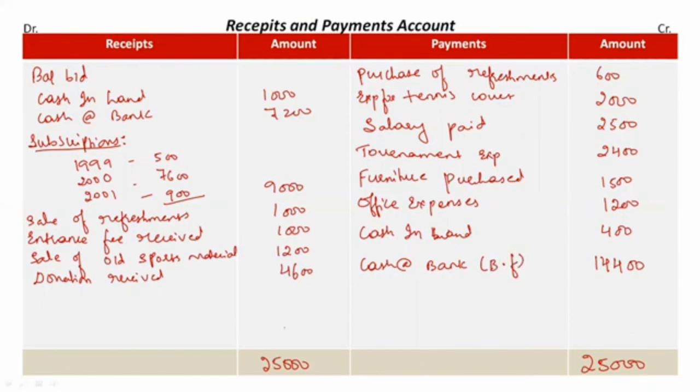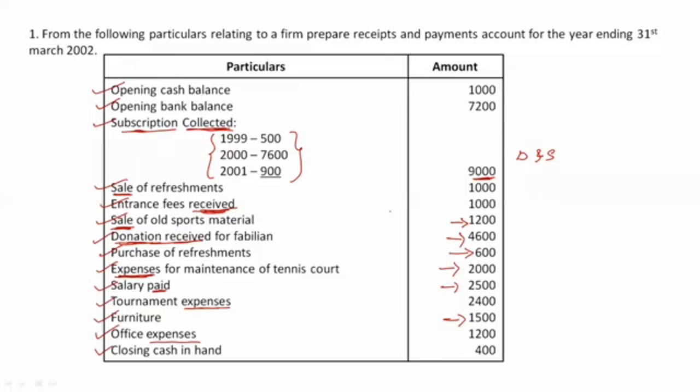Clear? So what does it mean now? See, the debit side is bigger in the sense my receipts are more than my payments. So it means that this is a profit, but we usually do not use the word profit for an NPO. We will never use the word profit for an NPO. We will just mention it as cash at bank, balancing figure. That's it. So this is how we prepare the receipts and payments account. It's very easy, nothing complicated.